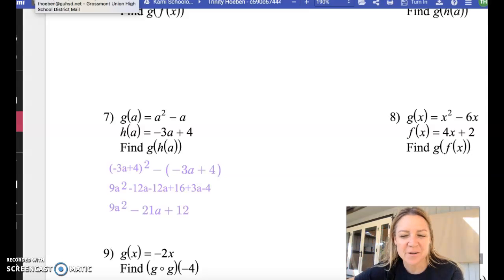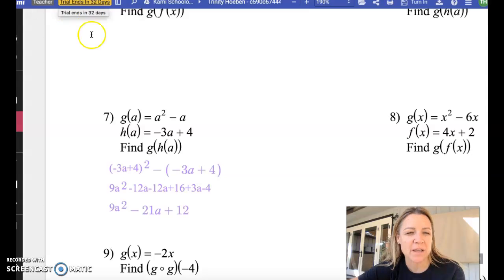Hi guys, so today we're doing the pre-calculus assignment number 21, and this is problem number 7. So we're going to find g of h of a. We're going to start with the inside function h, which is negative 3a plus 4, and we're going to plug it into g wherever we see the a.